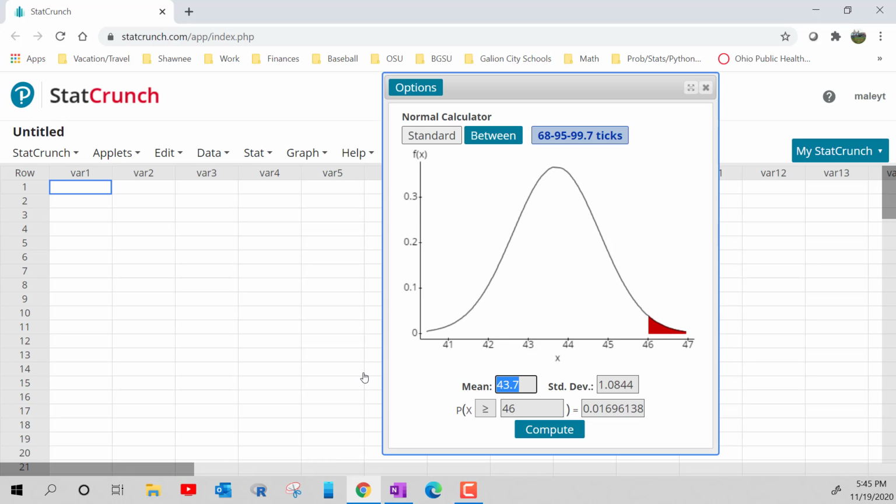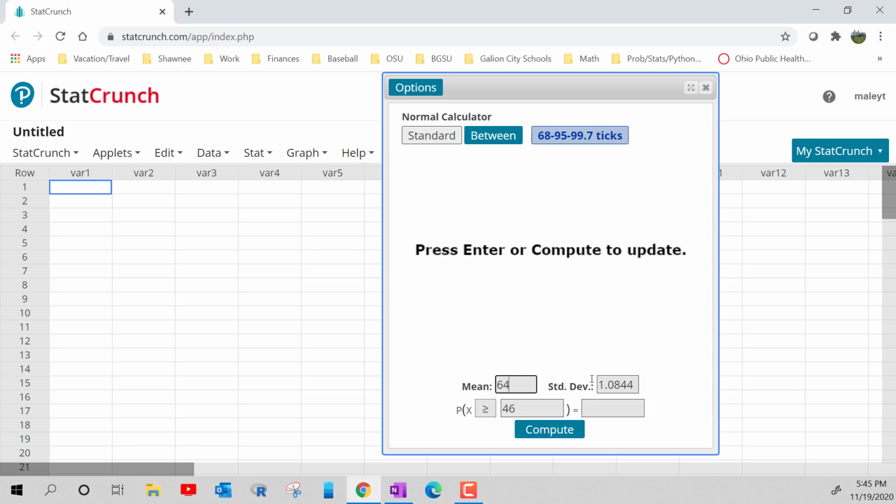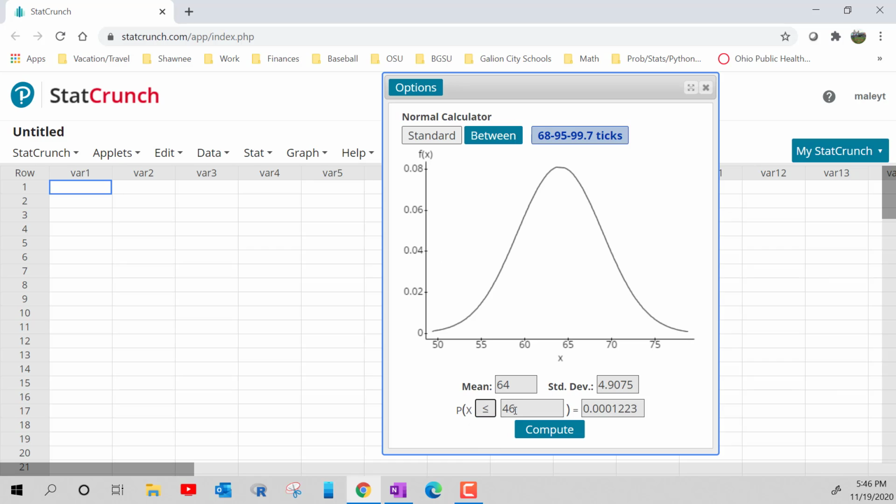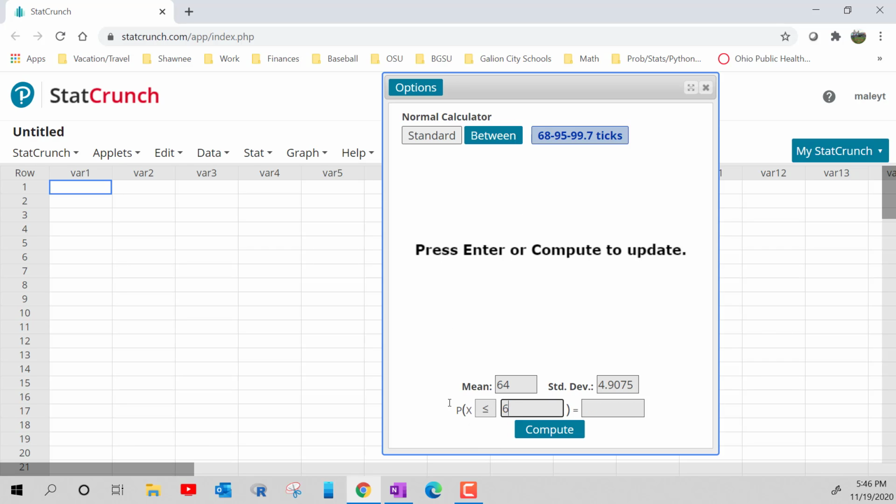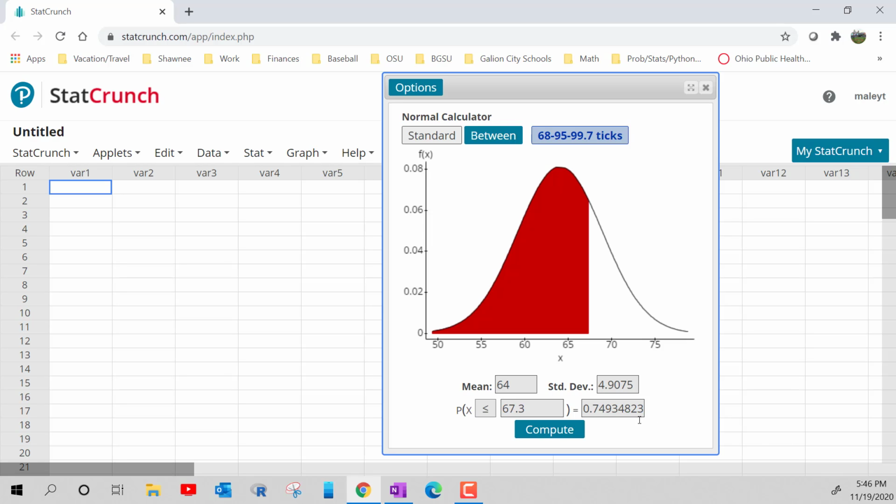So we need to input the mean, which is 64. The standard deviation we found in part A to be 4.9075. So I'm trying to find the probability that x is less than 67.3. Hit compute, and we get that area, right? So it's really high, right? About 75%.